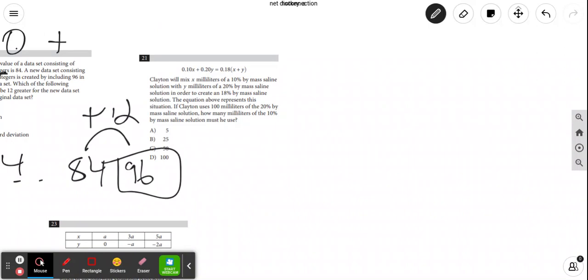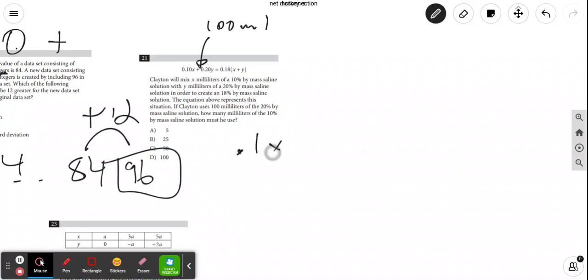Okay, it's 21. Clayton will mix x milliliters of 10% by mass saline solution with y milliliters of 20% by mass saline solution to create an 18% by mass saline solution. If the equation above represents the situation, if Clayton uses 100 milliliters of the 20% by mass saline solution, how many milliliters of 10% by mass saline solution must he use? I would just plug and chug in the situation.